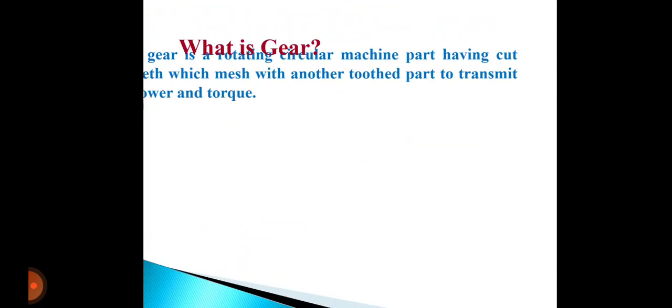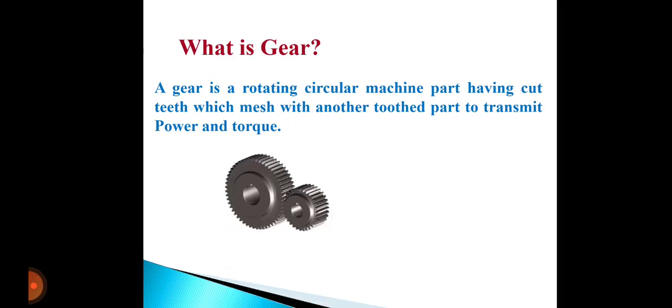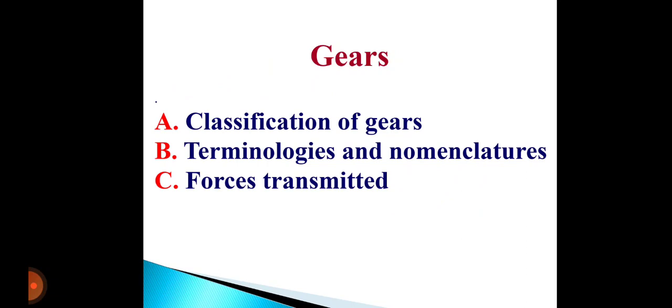Now what is a gear? A gear is a rotating circular machine part having cut teeth which mesh with another toothed part to transmit power and torque. Gears are used to transmit motion from one shaft to another shaft. So, in figure 1, there are two gear elements in mesh. Similarly, in figure 2. Now, we will discuss the classification of gears, the terminologies and nomenclature, and the force transmitted.